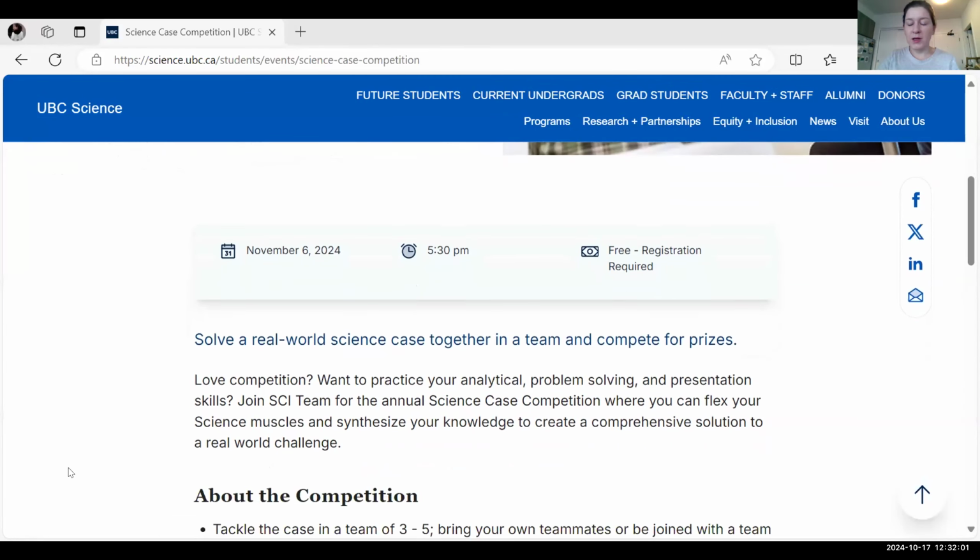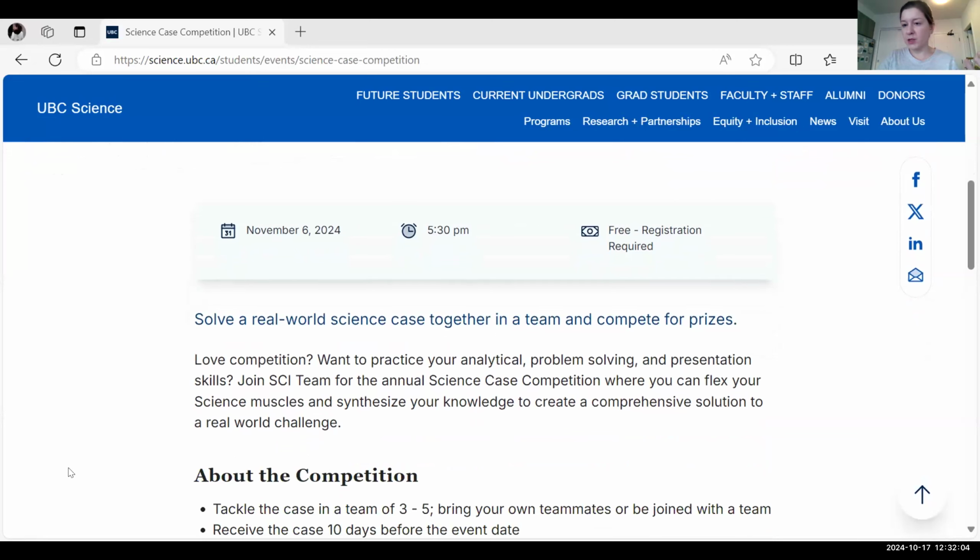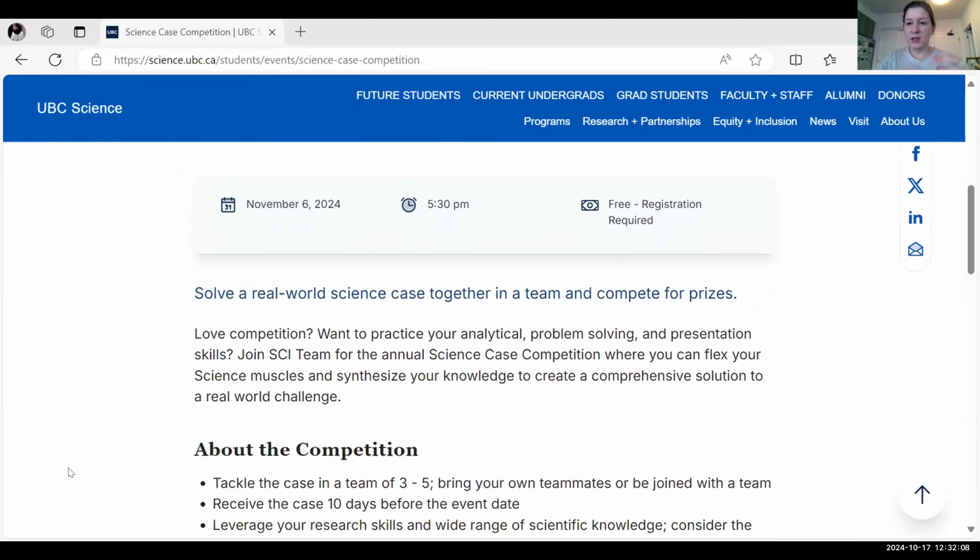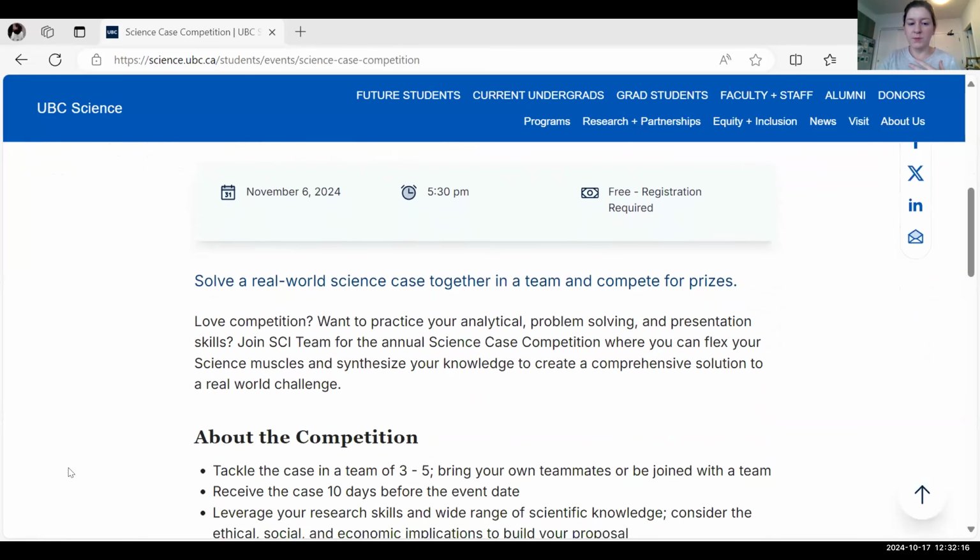At the moment, the topic has not yet been released, and it will actually be released to the groups like 10 days before the event date. And so then everybody has the same amount of time to research the topic and to put together a presentation with a solution for the case study competition.